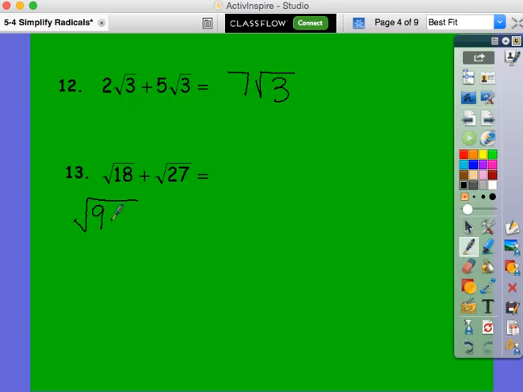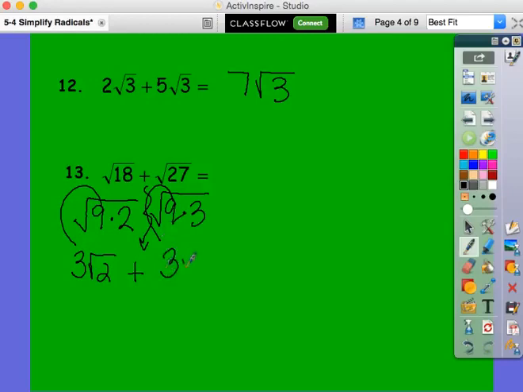9. Yes, 9 times 2. Okay, the 9 comes out as a 3, so we have 3 square root of 2. Bring down the plus sign. Break down the 27 into 9 times 3. Good. Bring up the 9 as a 3. What's left inside? 3. Can we add those together? No. One has a 2 inside, one has a 3 inside the radical. So guess what? This is how you're going to leave your answer, just like this.